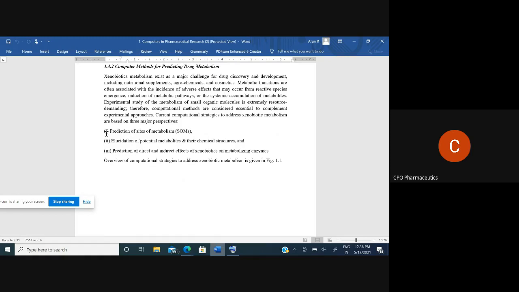Can anyone tell me, when you take ketoconazole, what will happen to the enzyme? Any idea? It's in the biopharmaceutics metabolism chapter. No problem, leave it. Okay, so now we have one more mechanism: enzyme induction and enzyme inhibition.